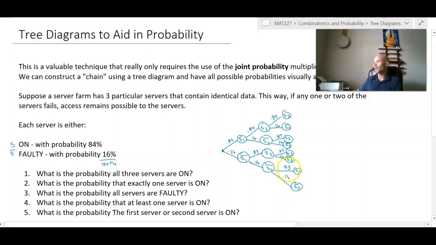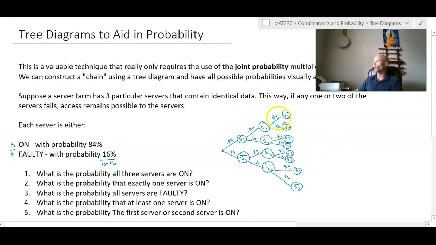Now you can see that at this rung we have 1, 2, 3, 4, 5, 6, 7, 8 possibilities. And if you think about it as counting, well, there's 2 possibilities for server 1 multiplied or paired with 2 possibilities for server 2, which gives us 4 outcomes, multiplied by each of the two states of server 3, which gives us the 8 outcomes. And so we'll have 8 total probabilities.